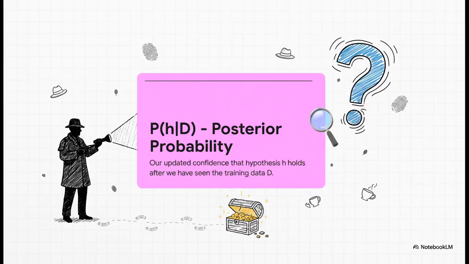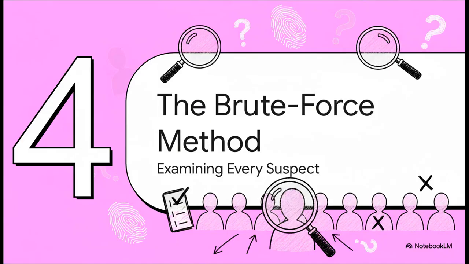And finally, P(H|D), the posterior probability. This is the grand prize. This is what we're trying to figure out. It's the detective's new, updated belief after they've looked at the evidence. It's the final answer. So we have our suspects and we have our magnifying glass. How do we actually run this investigation? We're going to use a technique called the brute force MAP algorithm.